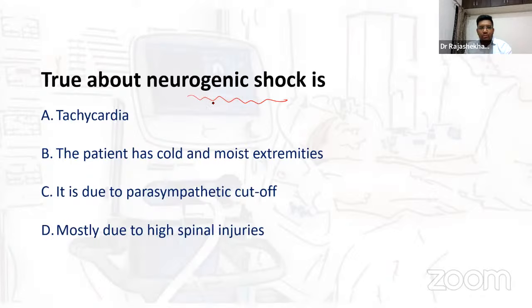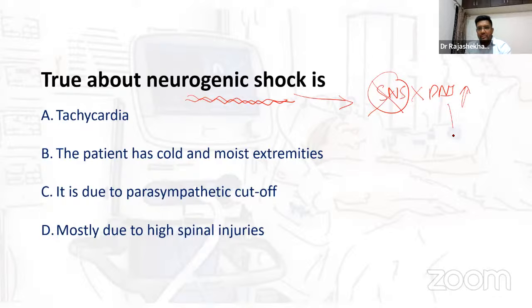As I told you, in neurogenic shock there is a balance between the sympathetic and parasympathetic nervous systems, and the balance is lost here due to a sudden drop in sympathetic output, with overflow of parasympathetic activity. So there is vasodilatation. So the option that it is due to parasympathetic cutoff is definitely false. It is due to sympathetic cutoff.